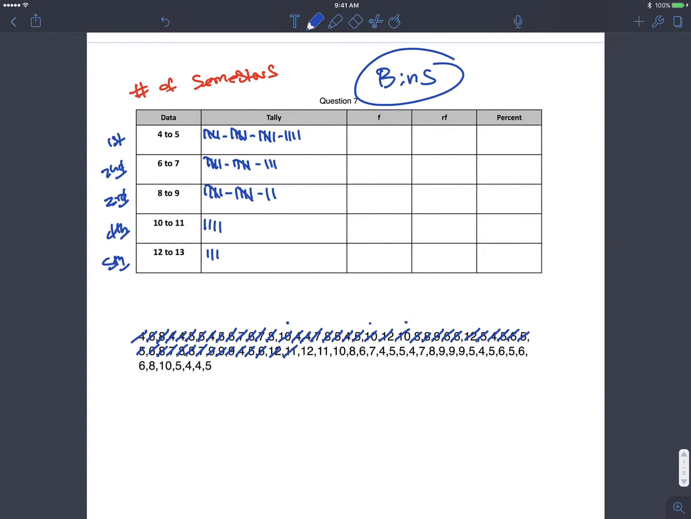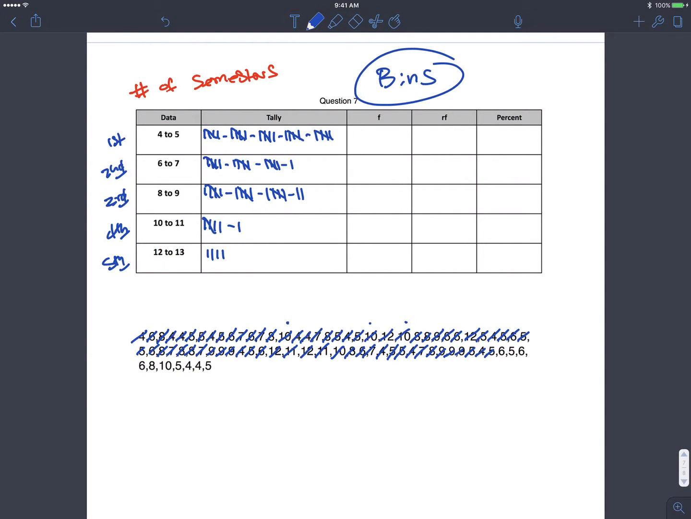An 11. A 12. Another 11. A 10. An 8. A 6. A 7. A 4. Couple of 5s. A 4. A 7. An 8. 3 9s. 5, 4, 5. There's 3.